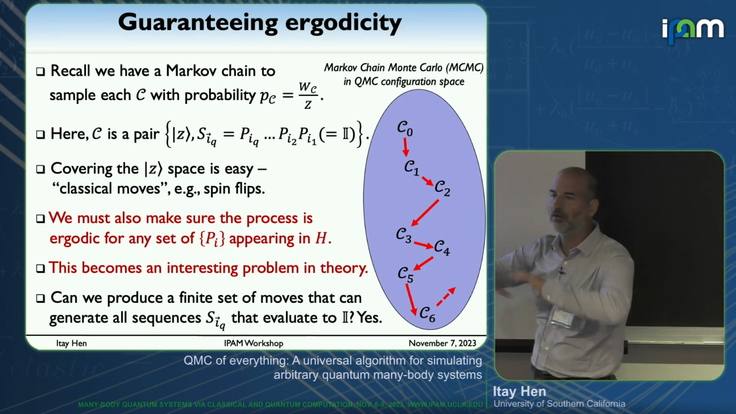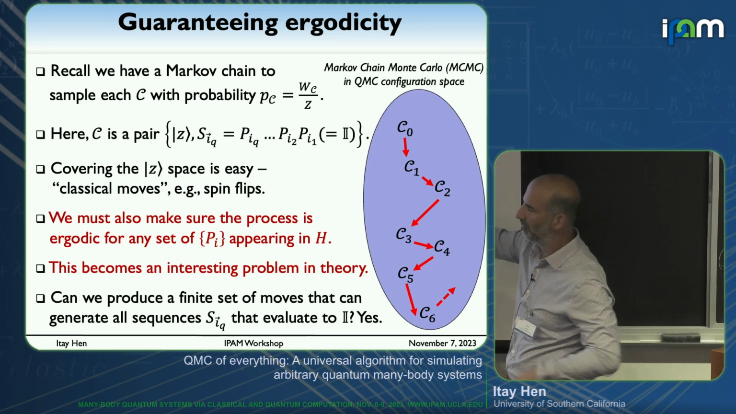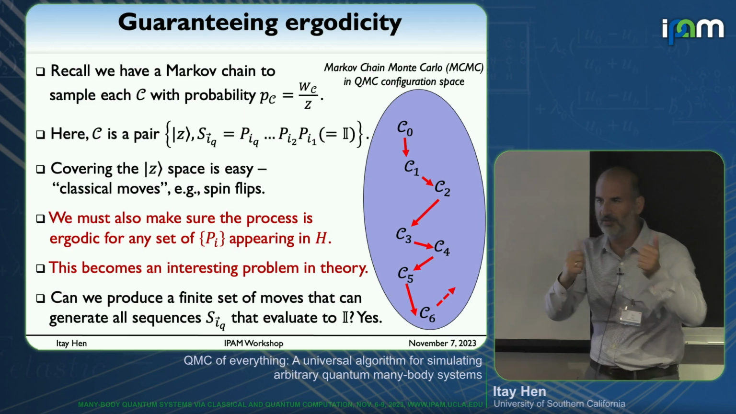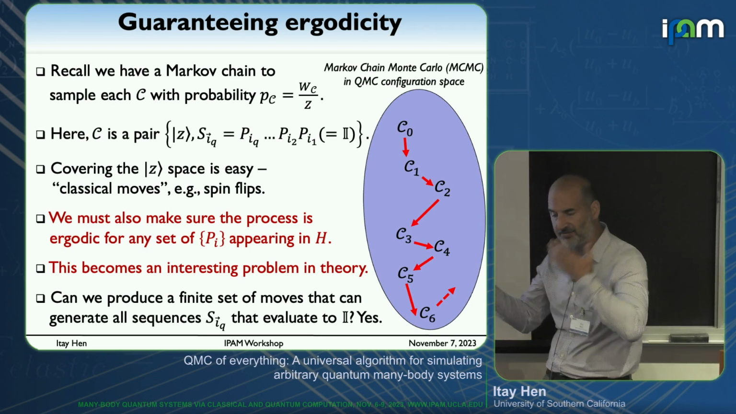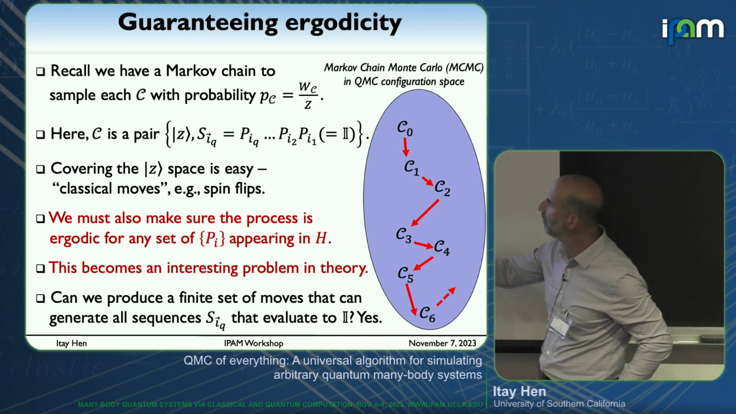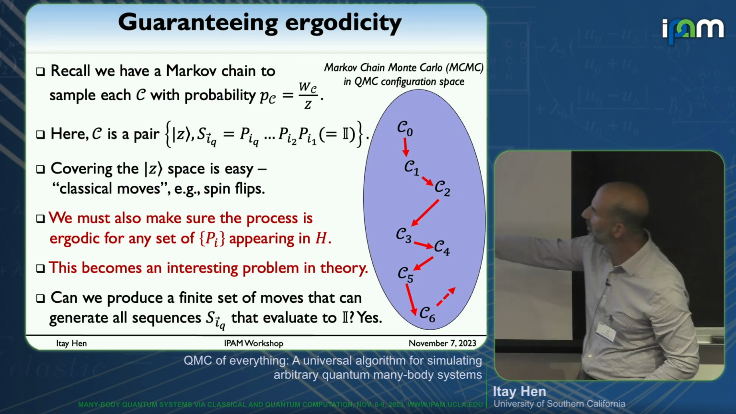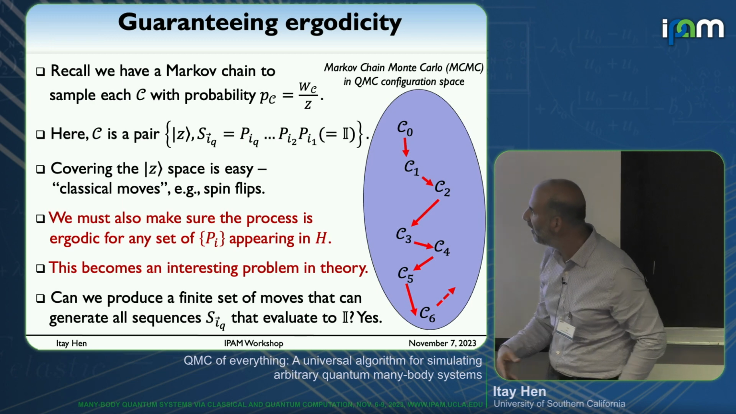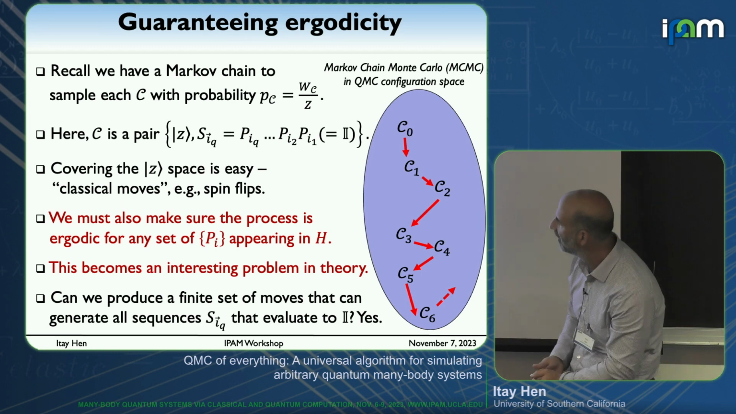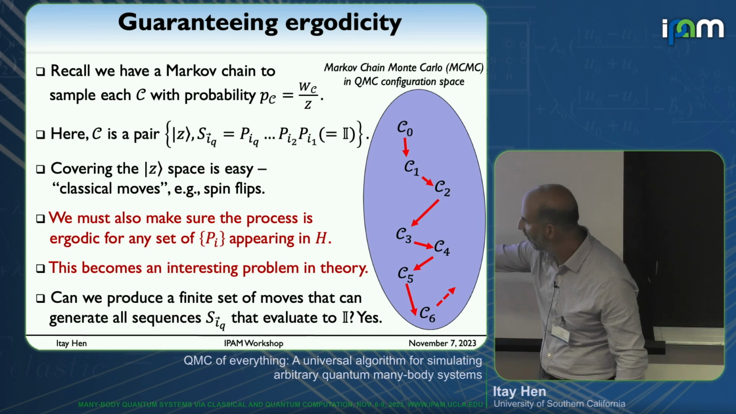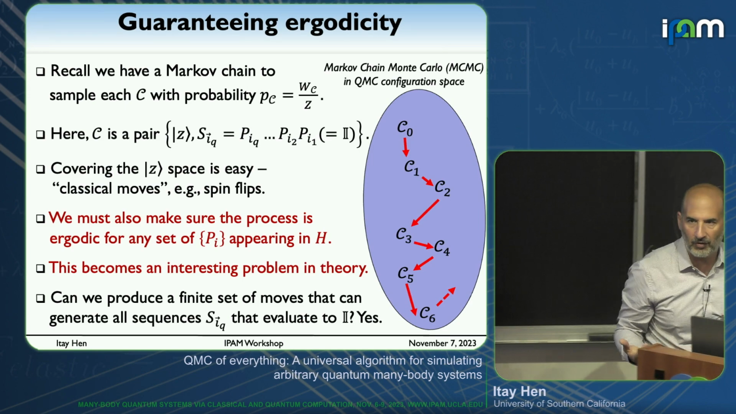And being ergodic means I need to cover all this configuration space. Covering the basis states is very easy. You just flip spins. It's basically what you do classically. You flip spins or you do cluster updates, whatever. But then we need to make sure that if you give me a Hamiltonian that has random P's in it, then I need to generate automatically a rule that generates, with a finite set of moves, any conceivable product of permutations.